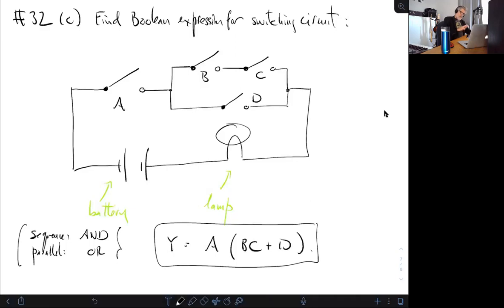Okay, so let's take a look. So this is the AND. So for this whole thing to be closed, you want both the A to be closed and that little piece to close. And how does that little piece there close? Either both B and C are closed, that's the AND of B, C, or D is closed, right? So that's the inside part, okay? Hopefully that makes some kind of sense, okay?